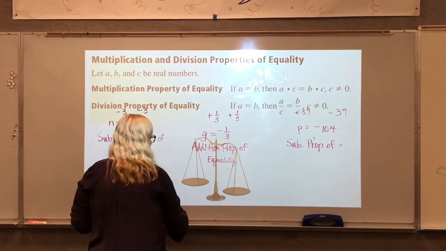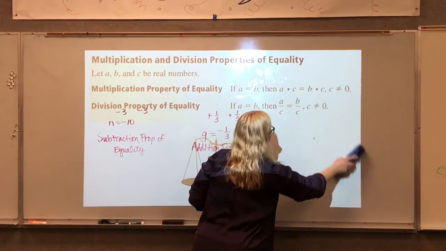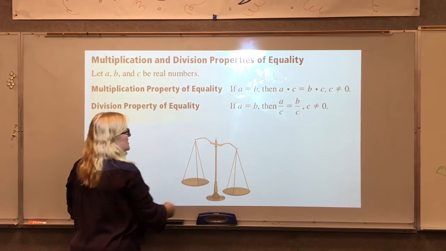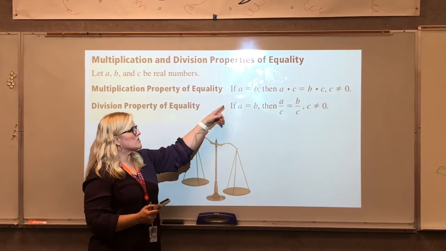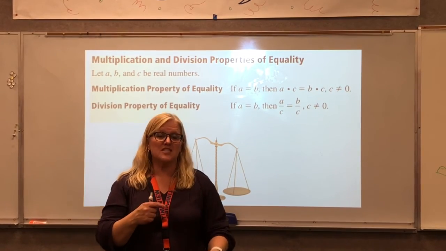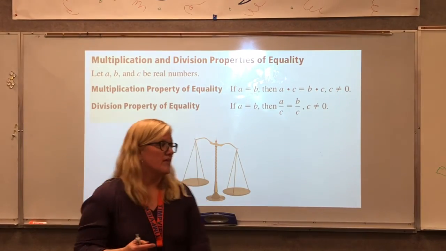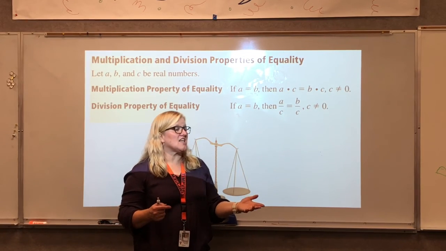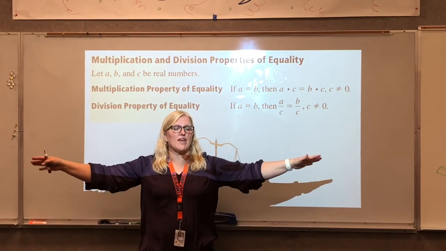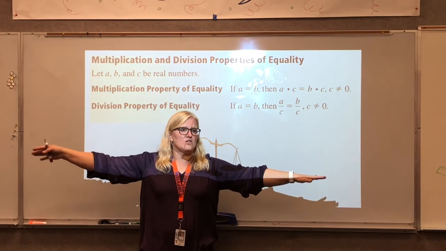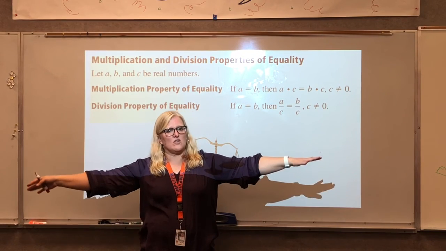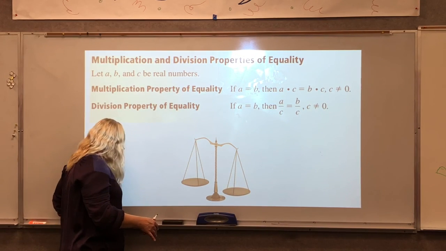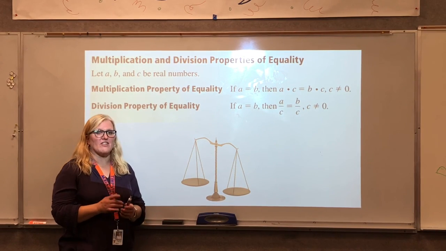All right, so if there's an addition and a subtraction one, there's going to be multiplication and division. So this is exactly what this is. So what this is saying is, if A equals B, then A times C equals B times C. And if these two equal each other, then A divided by C equals B divided by C. And again, we have that scale. What I do to one side, I have to do to the other side so that they'll equal themselves out. Okay, we're going to talk about that more in the next video.